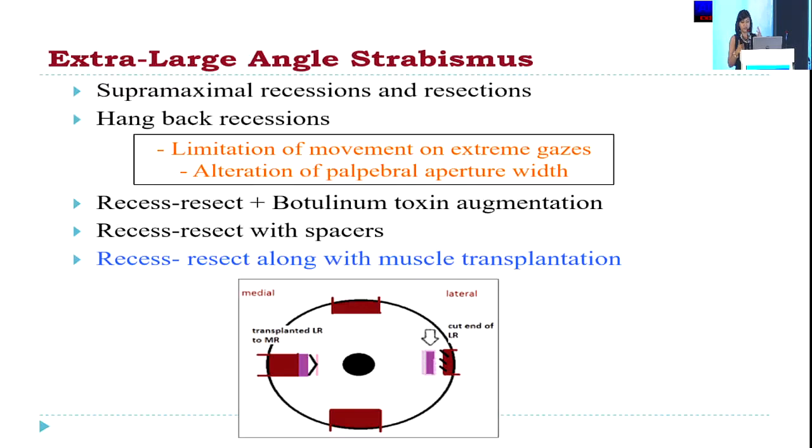So as Dr. Suma has already described, what you do in a muscle transplant is that you are using the tissue which would otherwise have been discarded, the resected tissue. So I would say that it's a very eco-friendly way of utilizing the tissue. You're not wasting anything. So you are transplanting the tissue which would otherwise have been discarded to the recessed side, and that is adding to the recession. So that gives you an extra recession along with the spacer.